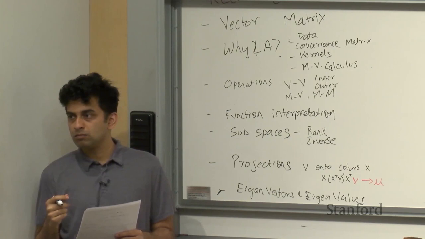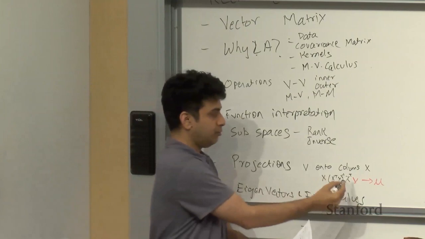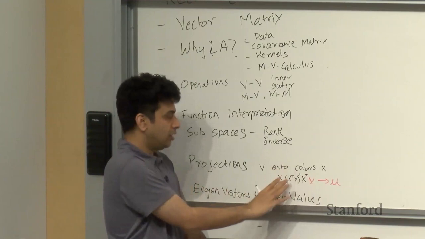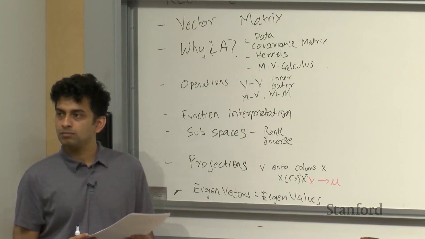I'm not sure I followed your question completely. Did you mean you want to consider different vectors that you want to project onto the subspace? Okay, so which is different from this V. Okay, so let's call them X1, X2, X3. Okay. Mm-hmm.